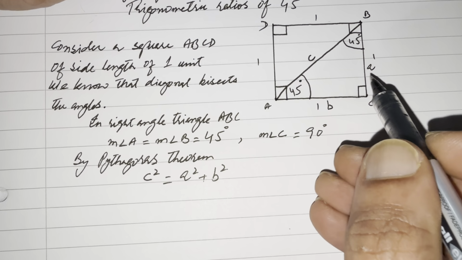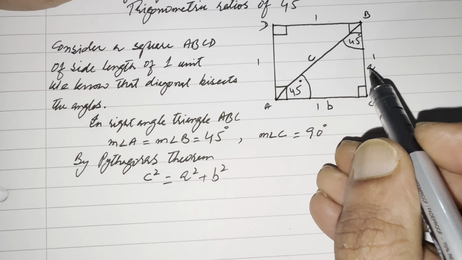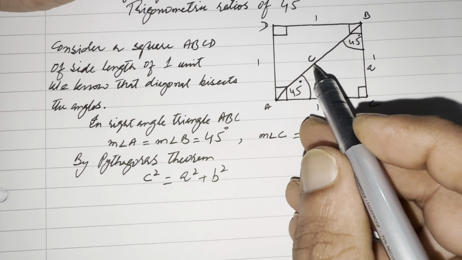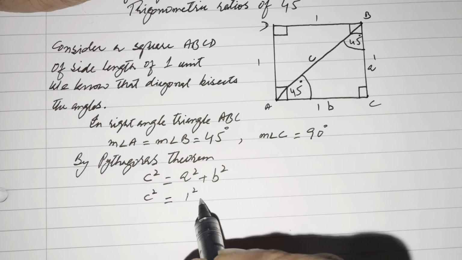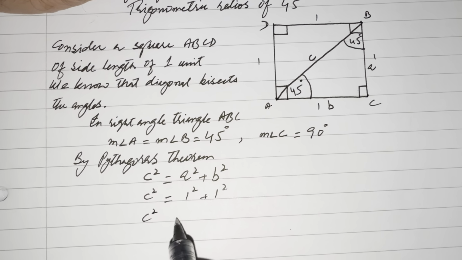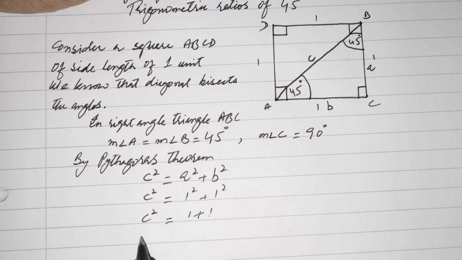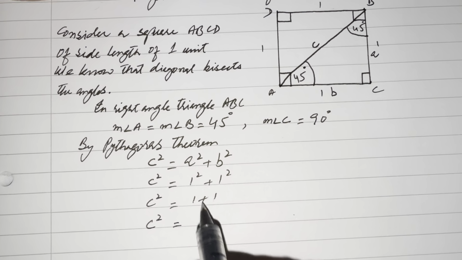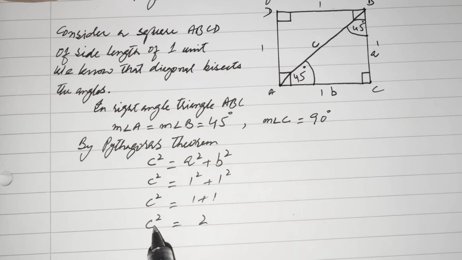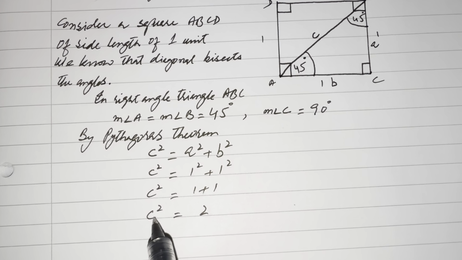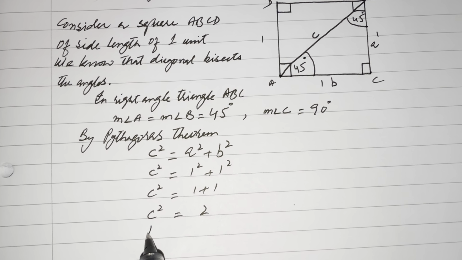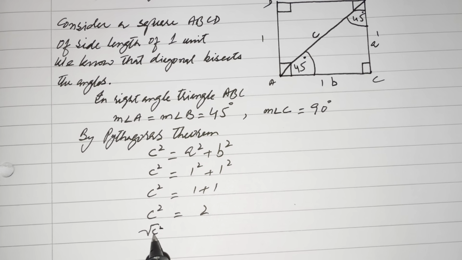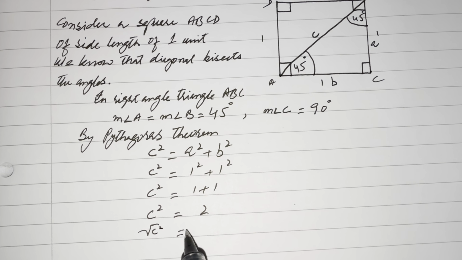So if we now put the values as given in the figure, that a is equal to 1 and b is equal to 1, then we can find the value of c. So c square will be equal to 1 square plus 1 square. So c square is equal to 1 plus 1, and c square is equal to 2. If we have to find the value of c, then we will have to remove this square with the help of taking under root on both sides.